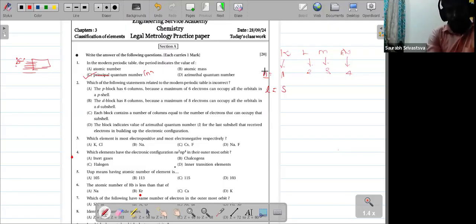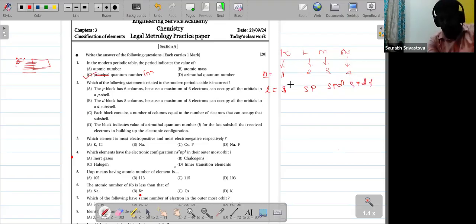So in that principal quantum number, we said about the shell. In that azimuthal quantum number, in the shell, how many subshells are available? So K shell, only one subshell available, that is called the S subshell. And the L shell is having two subshells, one is an S subshell and another one is a P subshell. And the M shell having three, S, P, and D. Next N shell having S, P, D, and F.